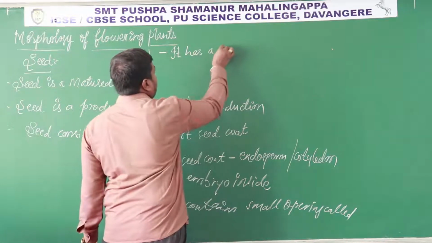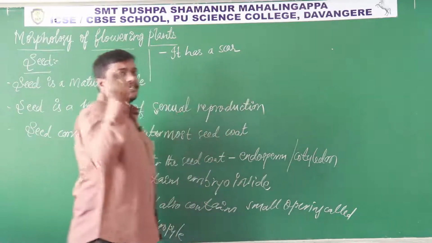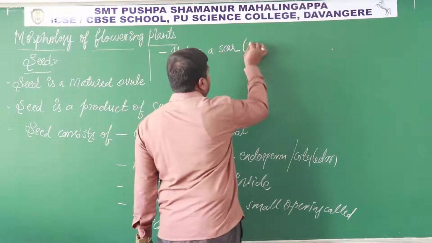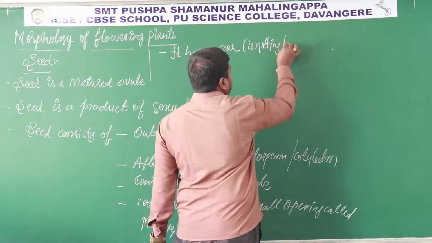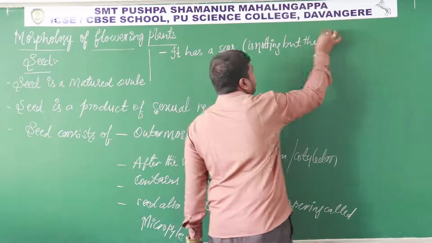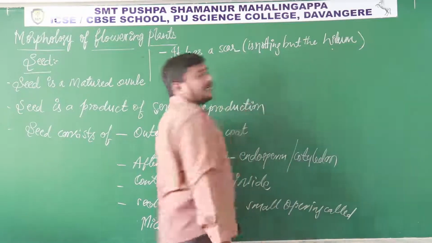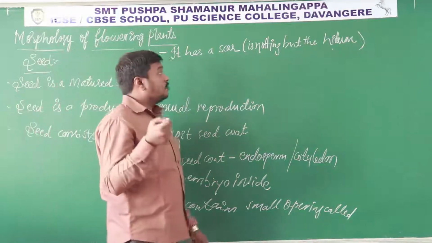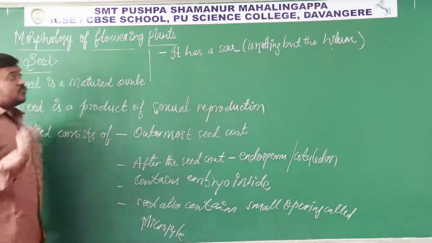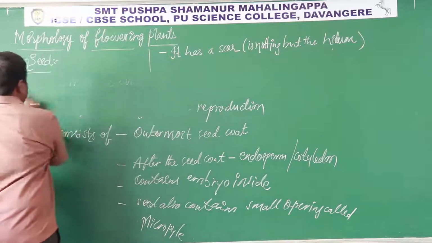Next, it has a scar. Scar means there is a marking on the seed. That scar is nothing but hilum. It is a junction of the seed or ovule and funiculus, and funiculus is the stalk of the ovule. The place where the two join is the hilum. So this is the simple structure of the seed.